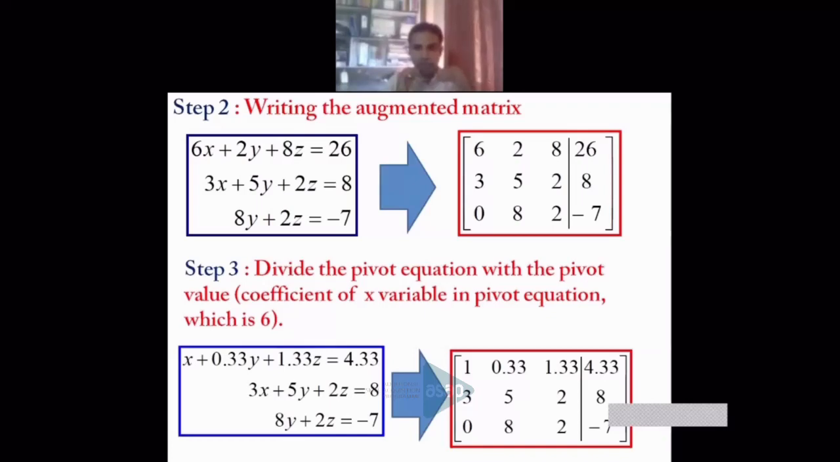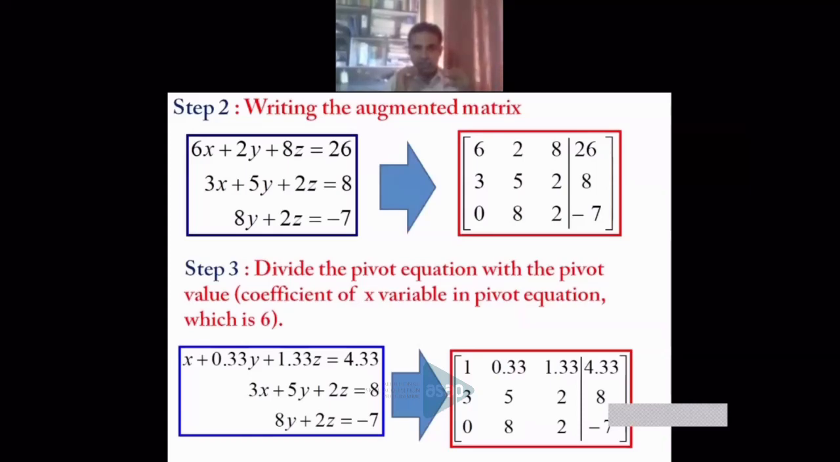We are trying to perform matrix operations, which I am relating to what happens in the equations at each level of operations. Having formed the augmented matrix, in step 3 we have to operate upon it. You look at equation 1 written in step 2, 6x. Now your pivot value is 6, and you are trying to operate upon 6. So divide the first equation by 6.